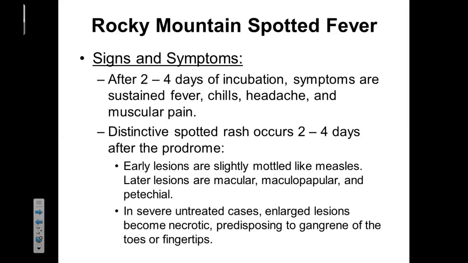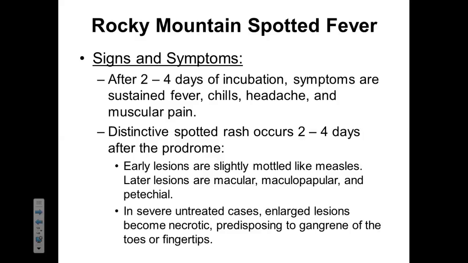We also are going to chat about Rocky Mountain spotted fever. This is another non-hemorrhagic fever disease. This particular disease will manifest itself 2 to 4 days after initial inoculation. The symptoms associated with it are fevers, chills, headache, and muscular pain. So pretty much the same generic symptoms that are going to be associated with most of the other diseases that we're talking about here. The distinctive spotted rash, though, that tells you have Rocky Mountain spotted fever, typically is going to occur 2 to 4 days after the prodrome.